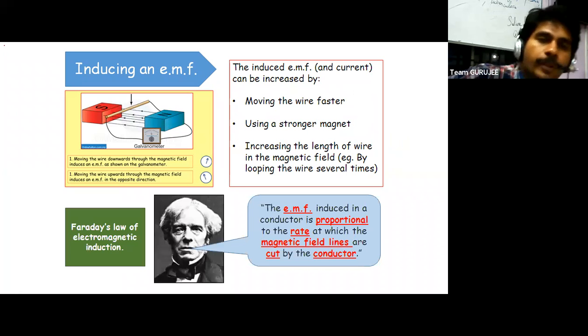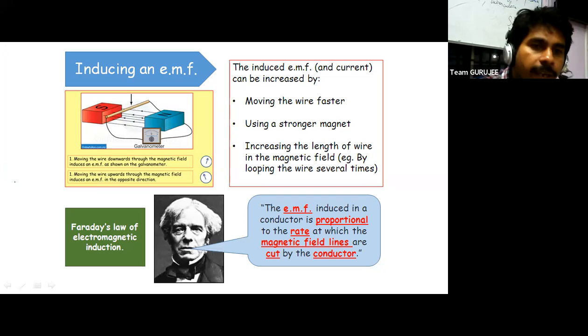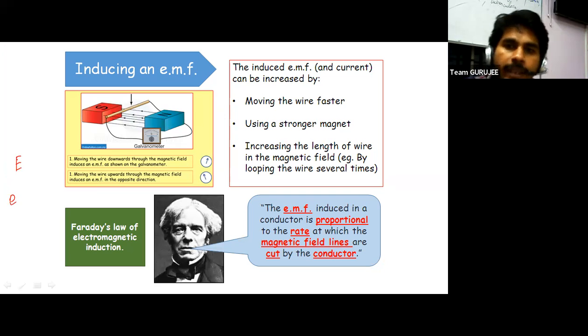Next thing, this electromagnetic principle was introduced by Michael Faraday. From this, Michael Faraday formulated some laws about electromagnetic induction. The first thing: the EMF is written as capital E or small e. The EMF induced in a conductor is proportional to the rate at which magnetic lines are cut by the conductor. That means E is directly proportional to d phi by dt.